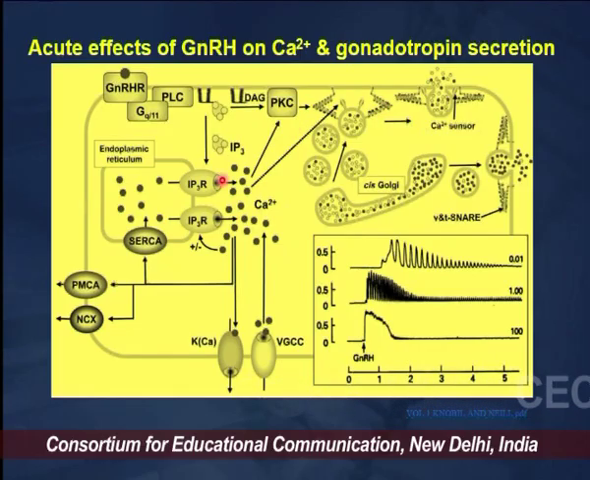Now if you look at IP3, IP3 goes and binds to its receptor present on the endoplasmic reticulum, which then causes intracellular calcium release from the ER. Now this intracellular calcium release regulates the exocytosis of LH and FSH. So this is about the GnRH signaling.